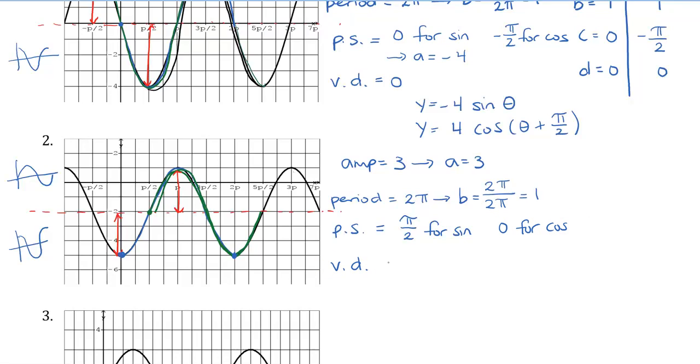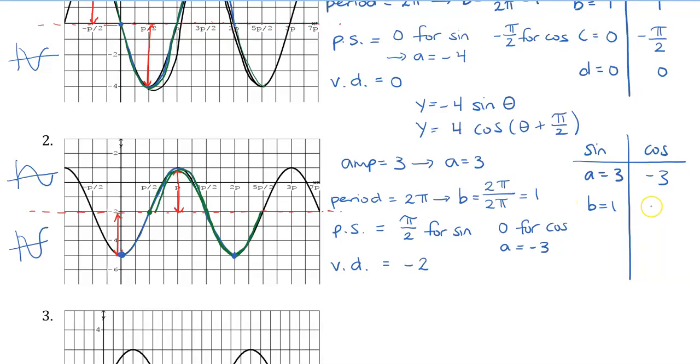Okay, lastly, my vertical displacement. This is where I drew my central axis, and I can see that I had to draw my central axis 2 spaces down. So therefore, my vertical displacement is negative 2. So creating a little chart just to help me organize my information. My A value is 3. Oh, and I forgot to say something. Because the phase shift is 0 for cos, this now implies that A must be negative 3 because I've actually flipped my graph upside down. So therefore this is going to be negative 3.